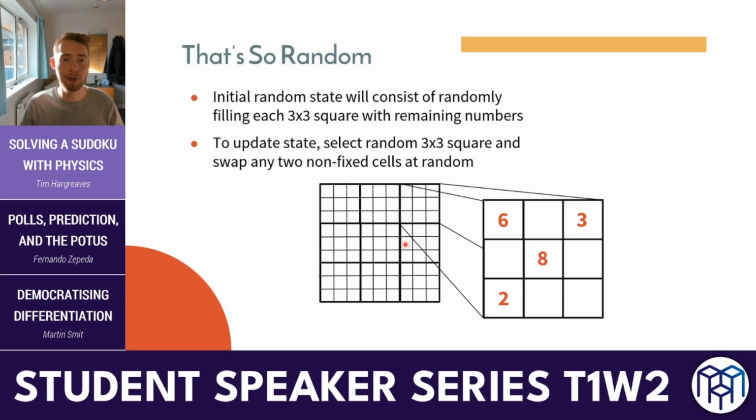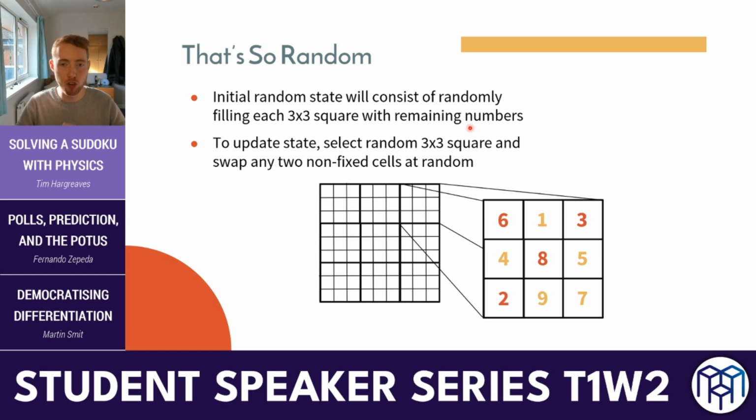So first we're going to have to define what our initial random state looks like. And so we're going to do this by taking all of the fixed values, the values we're given in the Sudoku, and then for each 3x3 square inside of the Sudoku, we'll randomly fill that with the remaining numbers. So here we started with 6, 3, 8, and 2. And so now we'll take the other remaining numbers that don't appear there and just randomly place them in each cell. And we do that for each of these 9 blocks of 3x3.